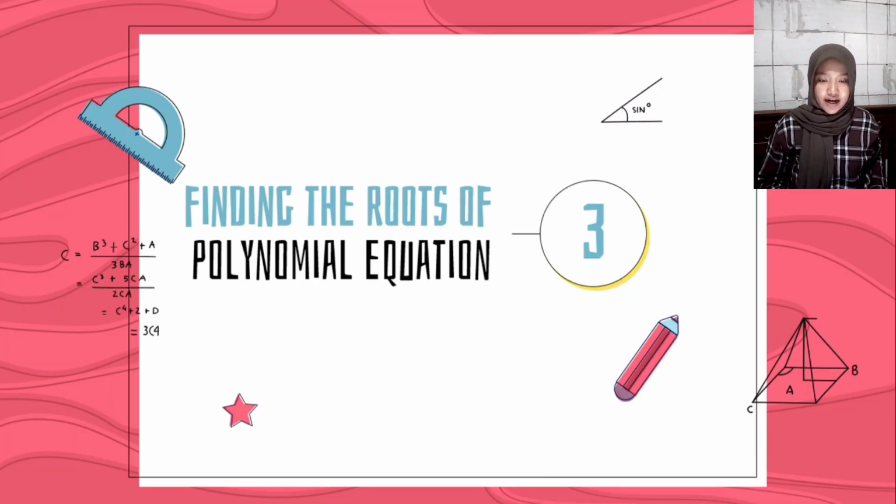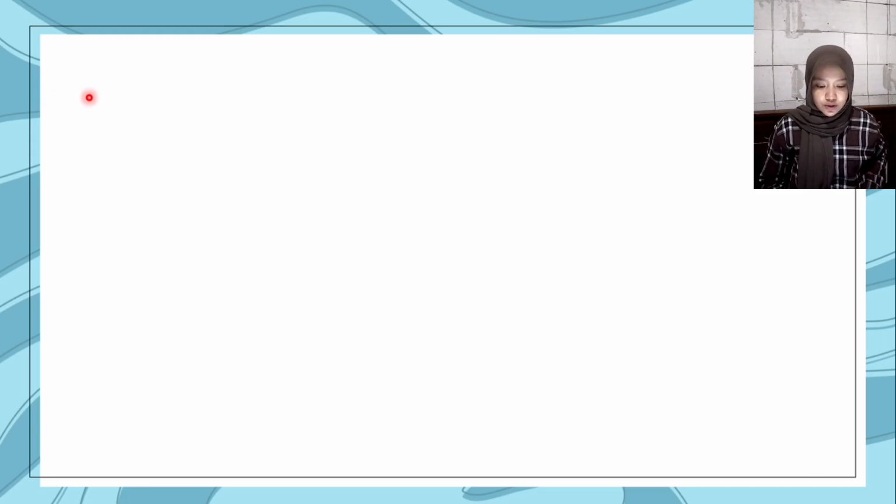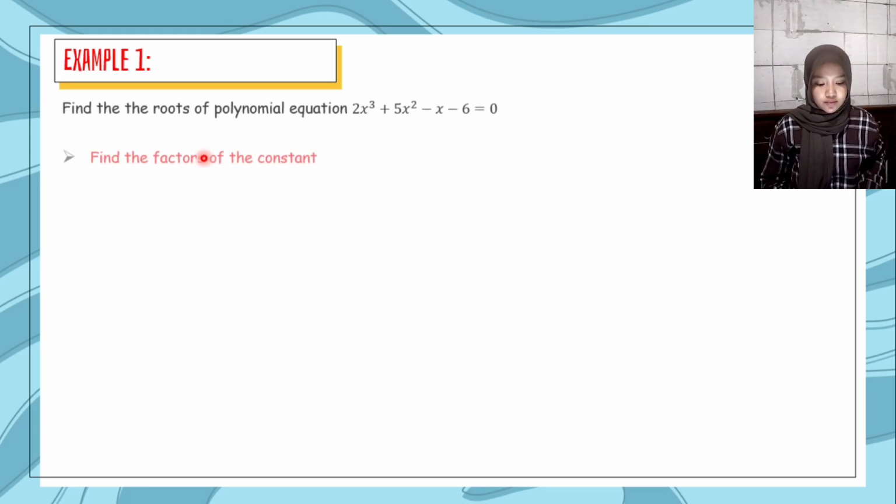Next is finding the roots of a polynomial equation. For example, find the roots of the polynomial equation 2 times x cubed plus 5 times x squared minus x minus 6 equals 0. Step 1. Find the factors of the constant. We can know from the equation that the constant is minus 6, so the factors of minus 6 are plus minus 1, plus minus 2, plus minus 3, and plus minus 6.